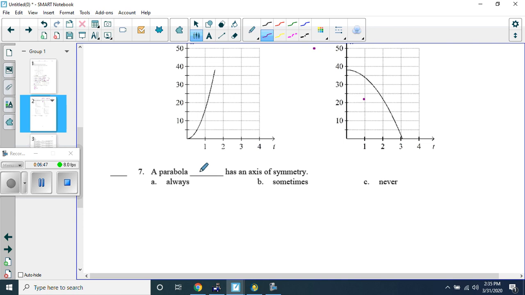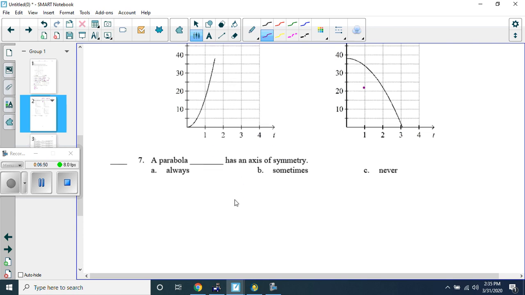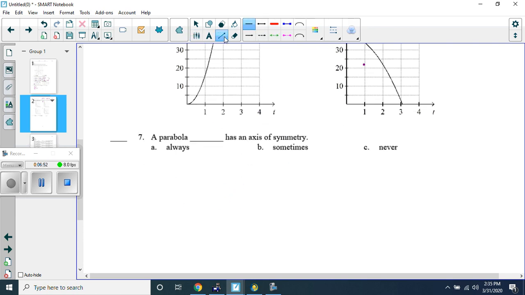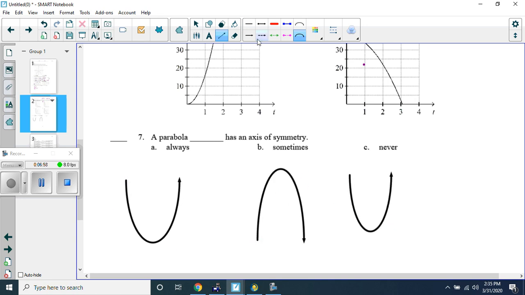Okay, a parabola blank has an axis of symmetry. So if you've been dealing with these parabolas here, you realize that these parabolas always have an axis of symmetry. And an axis of symmetry is the line that goes down the middle of the parabola. They always have an axis of symmetry.